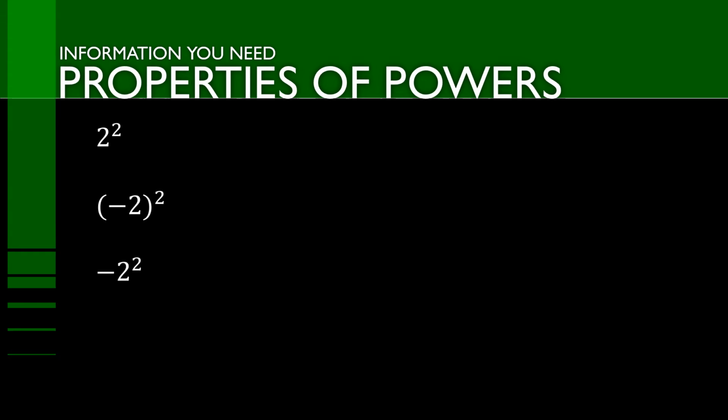Now, more information that you're going to need concerns properties of powers. And this has to do with positives or negatives sitting in front of your powers. So if you have 2 squared, that's positive 2 squared. And what that means is we've got positive 2 times positive 2, which is going to equal 4. Then you've also got the quantity negative 2 squared, so negative 2 inside of some parentheses. This means negative 2 times negative 2. And again, that's going to equal 4.